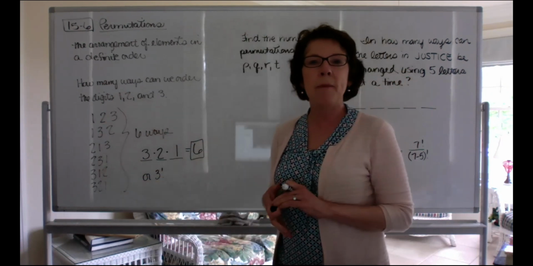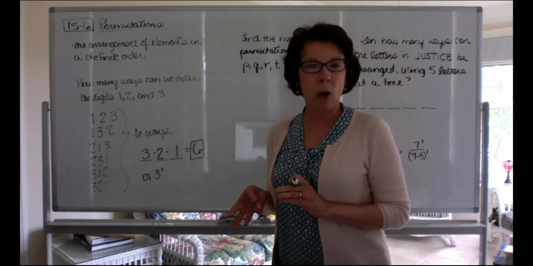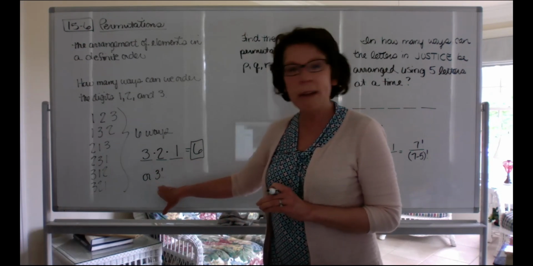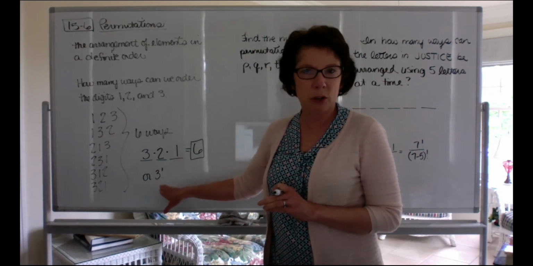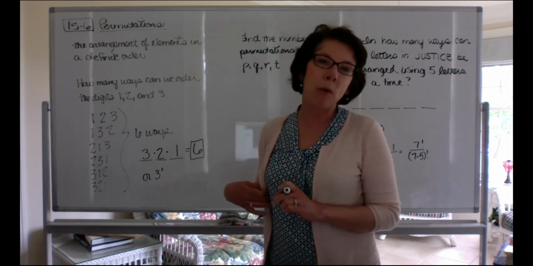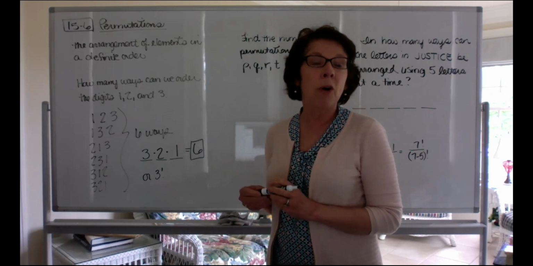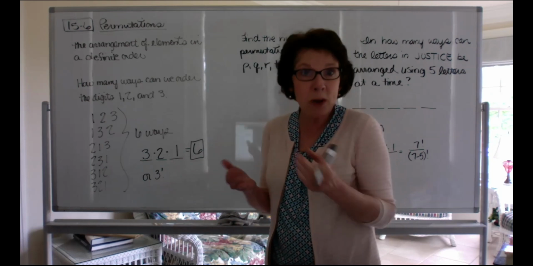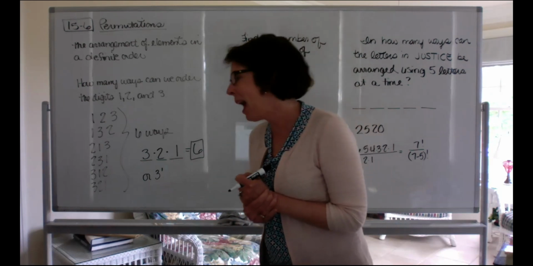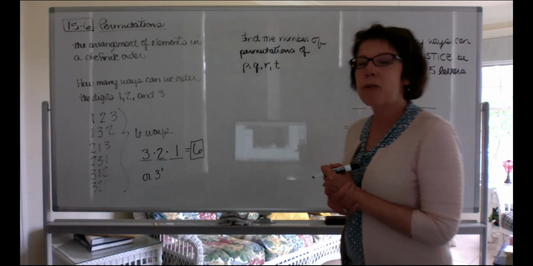I have 3 digits. How many ways can I order them? Well, that's really 3 factorial. 3 times 2 times 1. Okay? If I wanted to order 10 digits, it would be 10 factorial. If I wanted to order 100 digits, it would be 100 factorial. Okay, so let's try another problem.